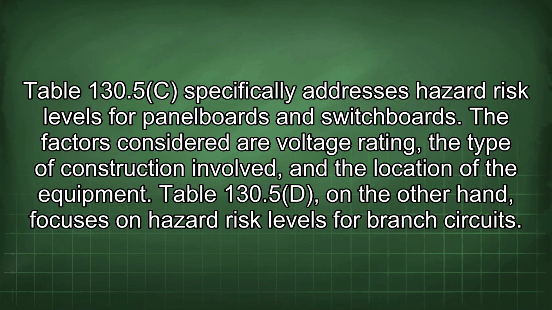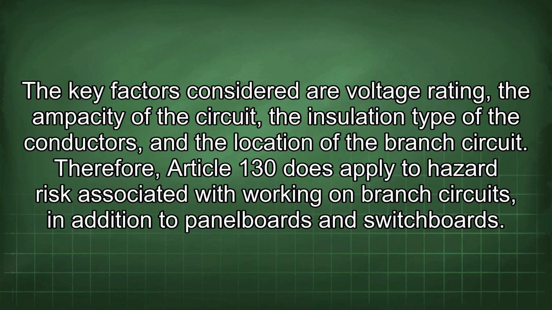The factors considered are voltage rating, the type of construction involved, and the location of the equipment. Table 130.5d, on the other hand, focuses on hazard risk levels for branch circuits. The key factors considered are voltage rating, the ampacity of the circuit, the insulation type of the conductors, and the location of the branch circuit.